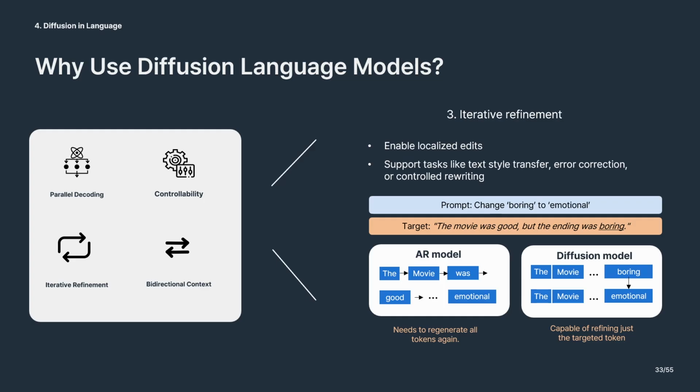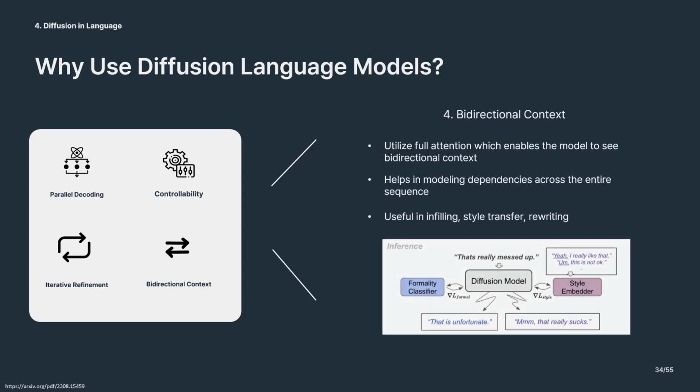localized changes are important. The final key advantage is bidirectional context. Unlike autoregressive models that generate text left to right, diffusion models leverage full attention at each step, allowing them to see both the left and right context simultaneously. This enables the model to better capture long-range dependencies and maintain coherence across the full sequence. Such bidirectional capability makes diffusion models especially effective for infilling and style transfer, where understanding the full context is essential for generating accurate and fluent outputs.